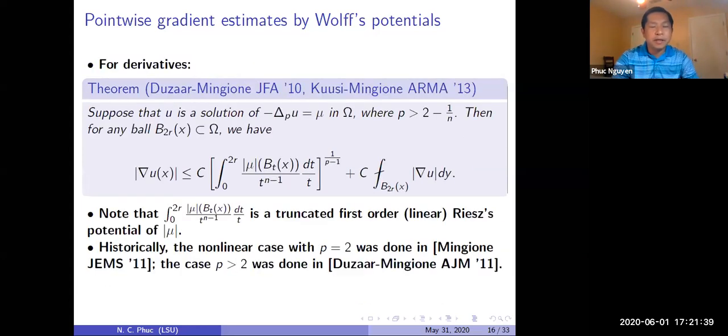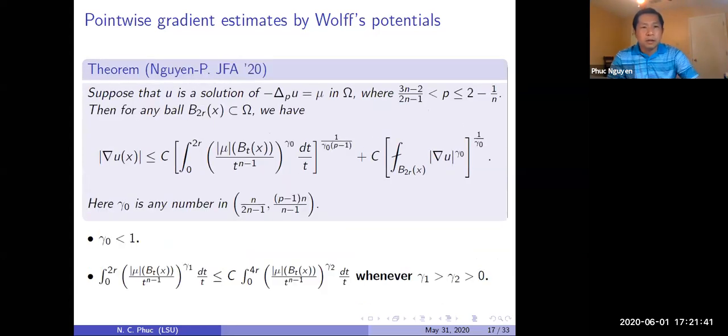So now let me discuss our results. We obtain a very similar pointwise estimate in the case when p is now below 2 minus 1 over n. But we have a restriction on the lower bound. We require that p is essentially bigger than 3/2 in our work. And we have to use a nonlinear potential here.